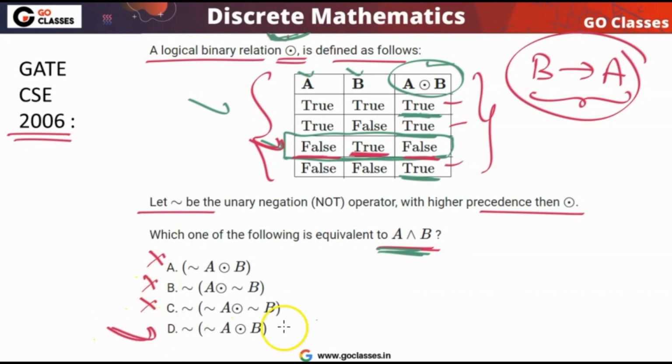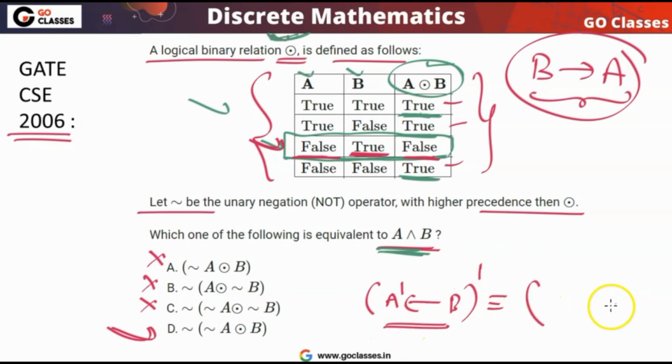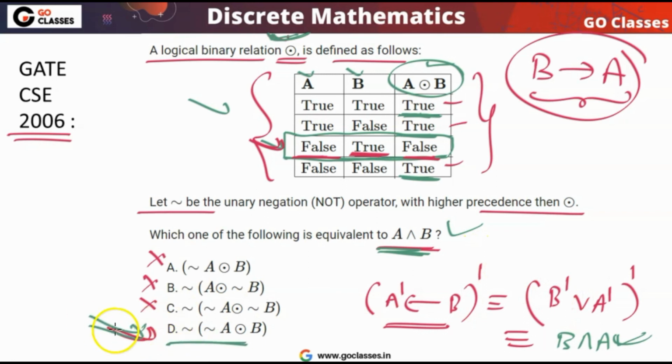So the answer will be option D. Let's check out option D. Option D says A dash, backward implication, B negation. What does this mean? This means B dash or A dash, negated. And B dash or A dash negated is B and A. This is what we want. We want A and B, and A and B is the same as B and A. So finally, the answer is option D.